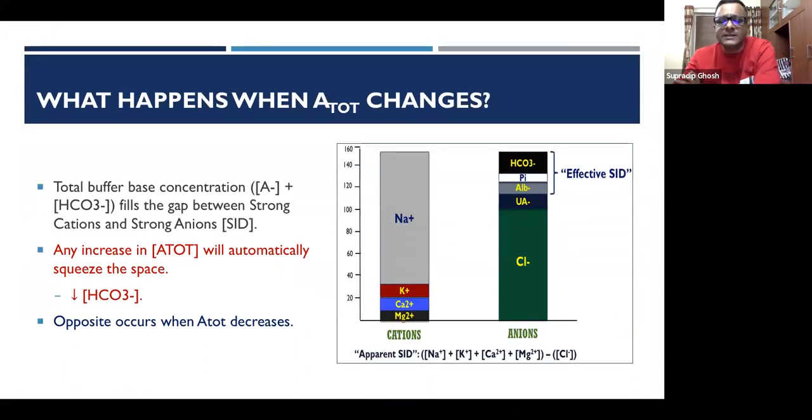What happens if the A tot is changed? A tot: what is it? This is phosphate and albuminate. Suppose the A tot has increased in size, suppose the albuminate has increased in size. Sodium is constant, chloride is constant. What will happen? The A tot is increased in size, so it will push the bicarbonate further down, resulting in metabolic acidosis. So increased albumin leads to metabolic acidosis. Similarly, increased phosphate leads to metabolic acidosis. The opposite occurs when the A tot decreases. That's the reason we get metabolic alkalosis when there is low albumin in our critically ill patients.